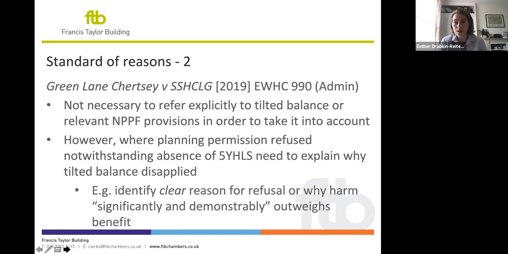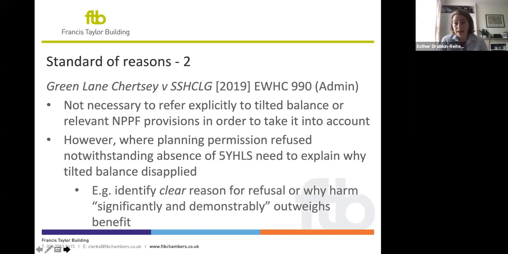And the failure to apply the tilted balance was really because it wasn't evident from the reasons that the tilted balance had been applied. So on reasons, the court found that it is possible to apply the tilted balance without explicitly referring to it.